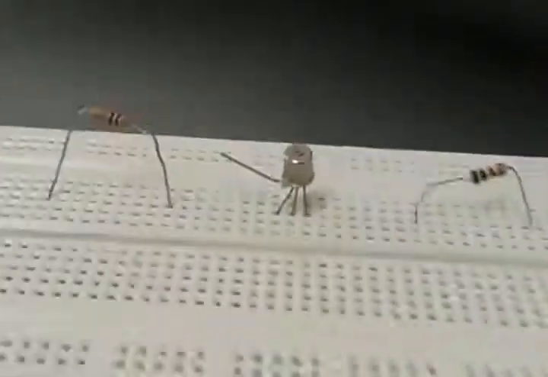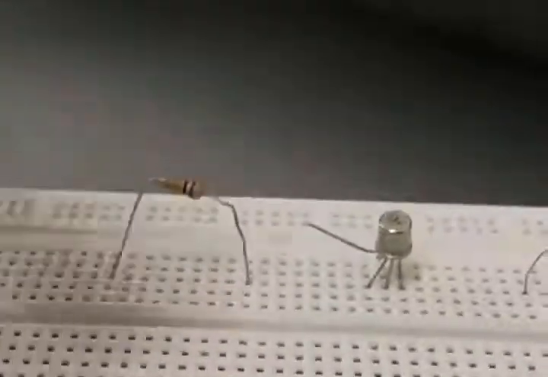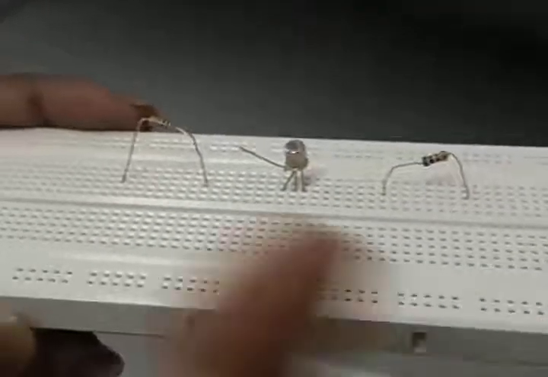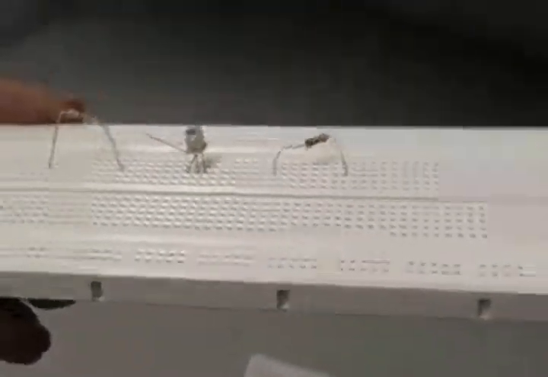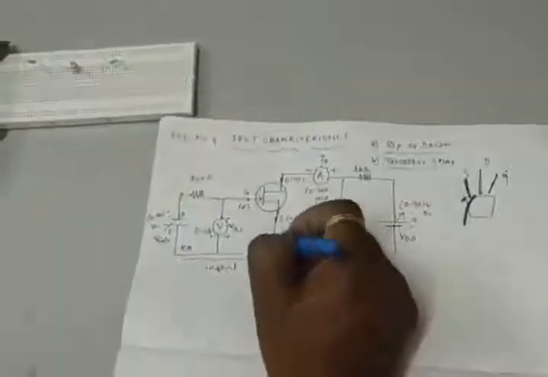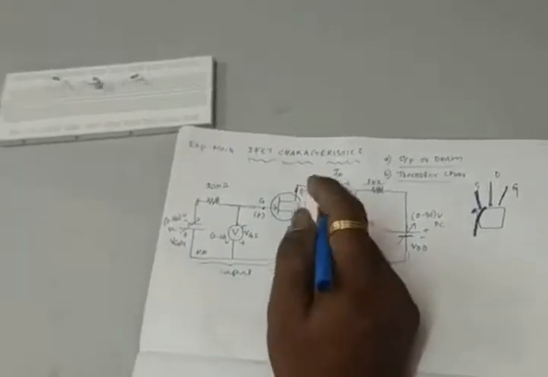See this one. So what is the middle one? The middle one is the source, the left one is the gate, and the right one is the drain. Then according to the circuit diagram, what do we have to do? We have to connect the source to ground.